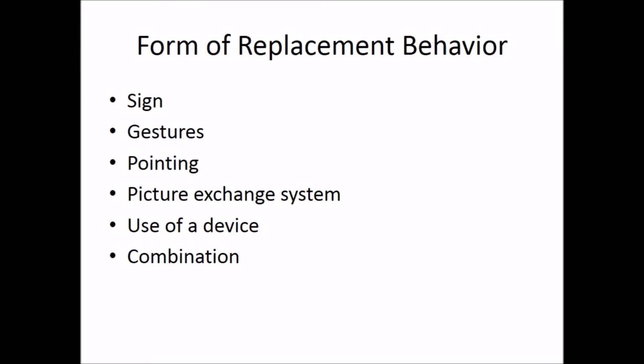The form of a replacement behavior might involve use of the following. Sign language is a possibility for some children with communication deficits, but be alert to whether or not the child can produce interpretable signs and whether or not there is a community of communication partners who will understand the signs.